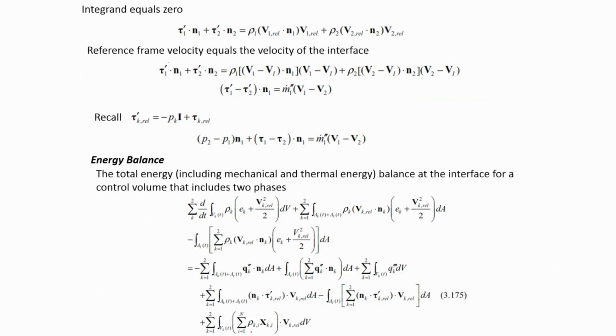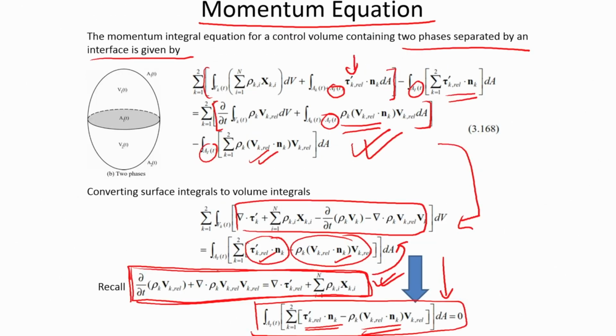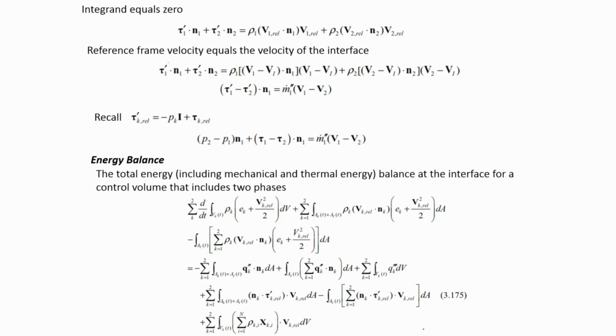Now, as we know earlier, since this entire integral is equal to 0, the integrand, which is basically nothing but this, also has to be 0, because it has to be valid for any sized and shaped control volume. The size and shape do not really matter; it can be as small as you want. So, the integrand becomes equal to 0, which means that there are two stress terms and two flux terms corresponding to each phase.